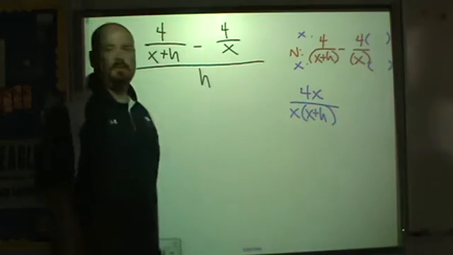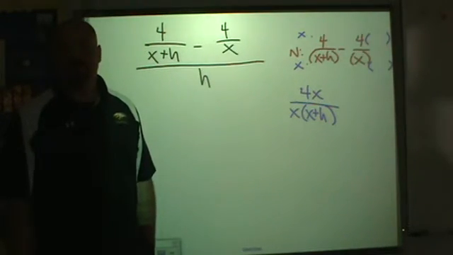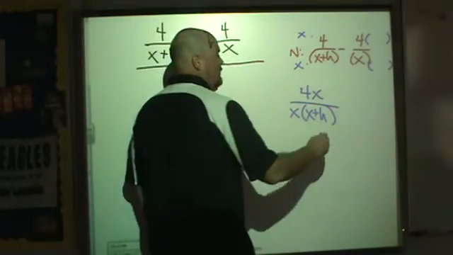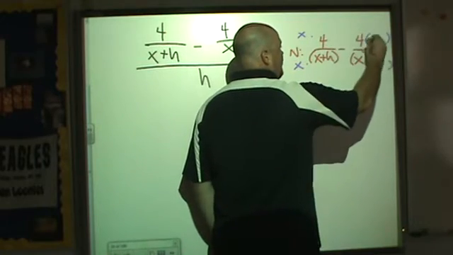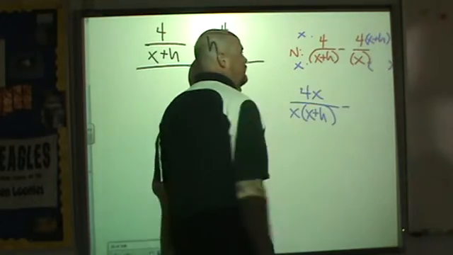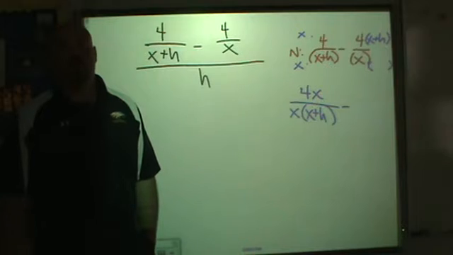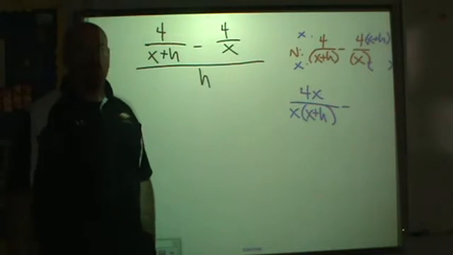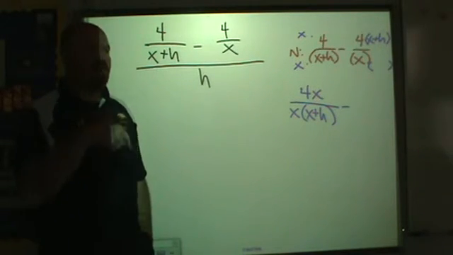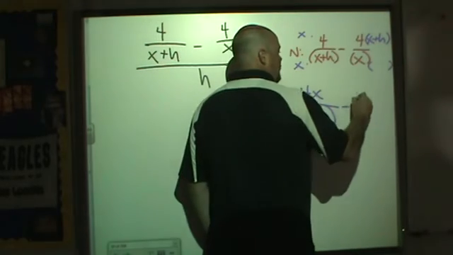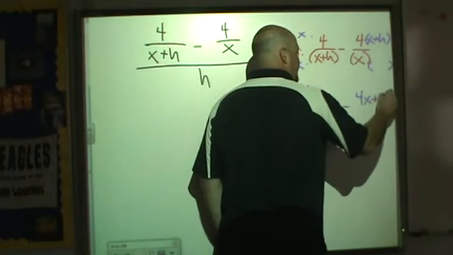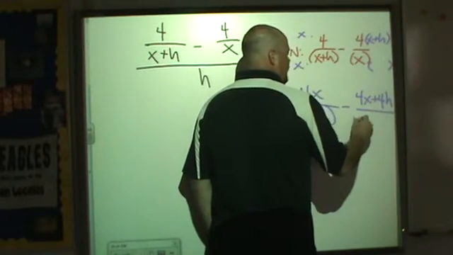x plus h, minus, sorry I squeezed it too far over here, 4 times x plus h. I'm going to distribute that right away, if that's okay with you guys. That's going to be 4x plus 4h over x plus h.